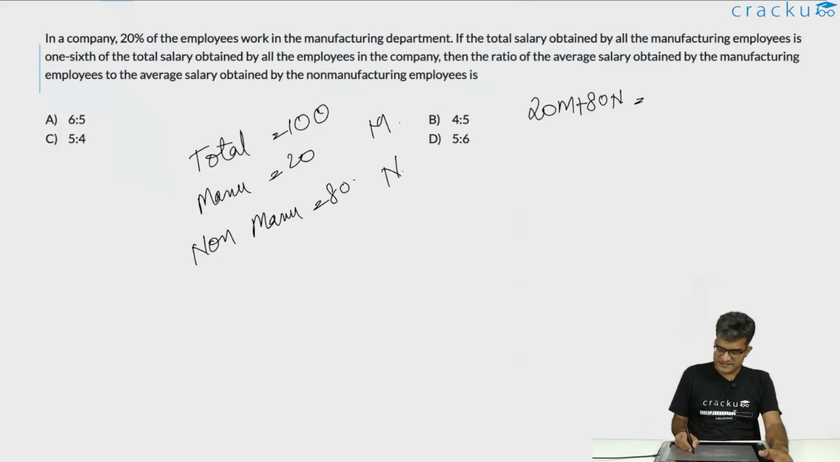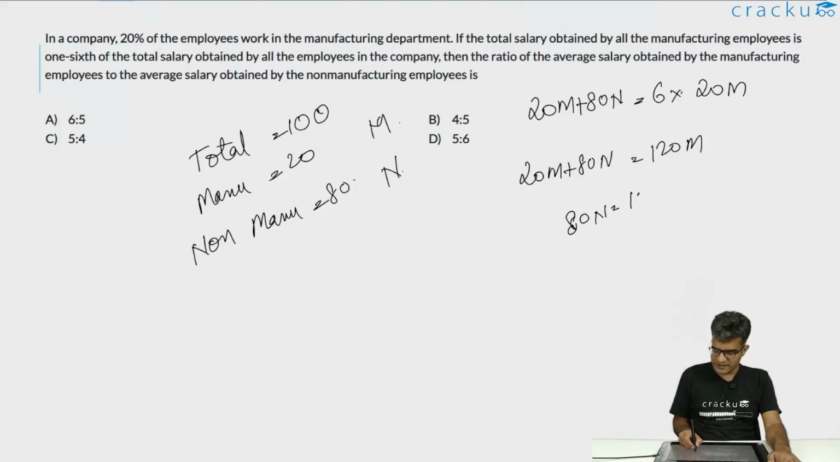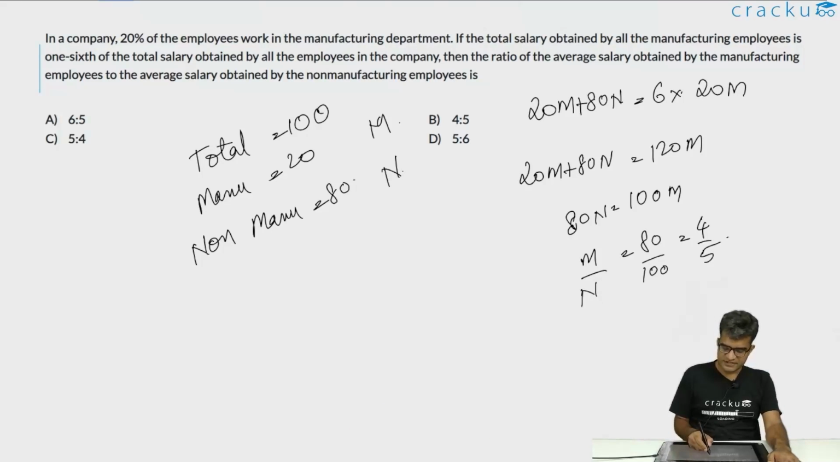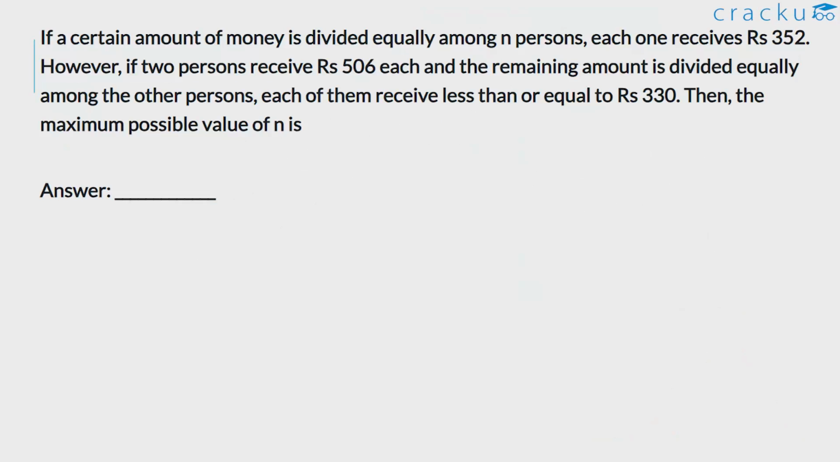This we are told is 6 times the total salary of the manufacturing employees, which is into 20M, or 20M plus 80N is equal to 120M, or 80N is equal to 100M. So the ratio of M by N is equal to 80 by 100, which is equal to 4 by 5. So the answer for this question is option B.